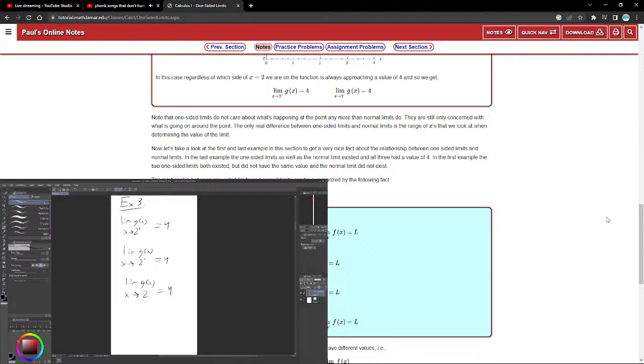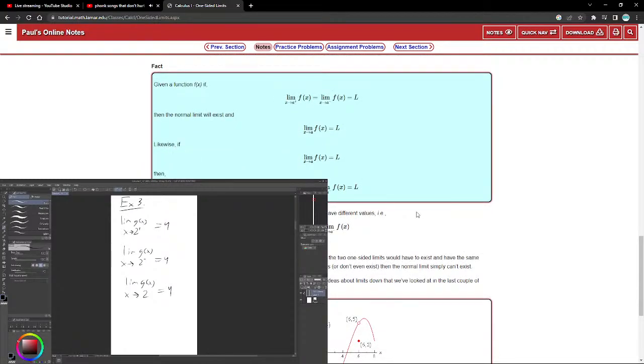The relationship between one-sided limits and normal limits can be summarized by the following fact. Given a function f of x, if the limit of f of x as x approaches a from the right and from the left both exist and have the same value, then the normal limit will exist, and it equals that same value.